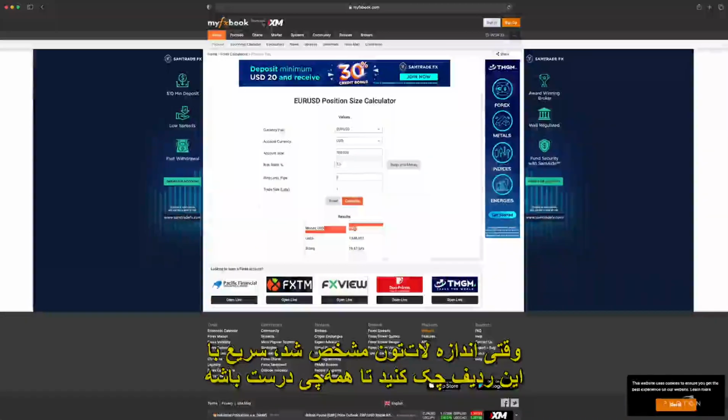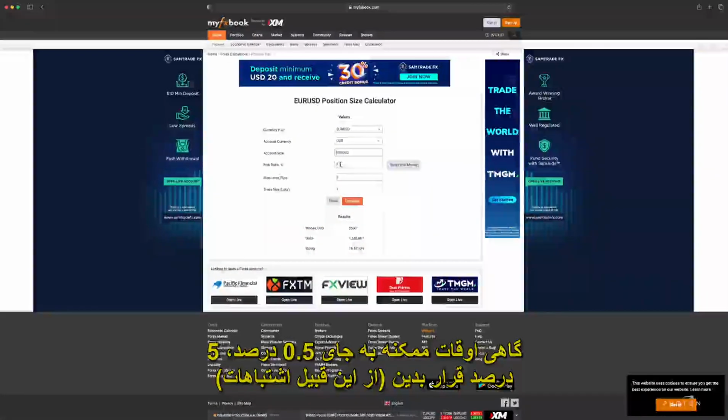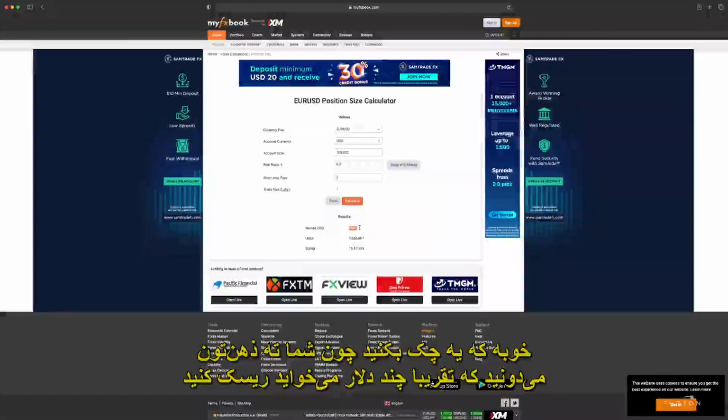Whenever you get your lots here, just quickly check this row here, as a quick sense check, because sometimes you can put in an extra 0 in your account balance, or sometimes you put 5% instead of 0.5. If you make a mistake anywhere in here, this is a good little sense check, because you should know in the back of your mind roughly how many dollars you are intending to risk.